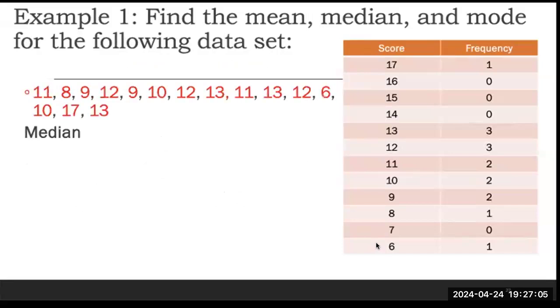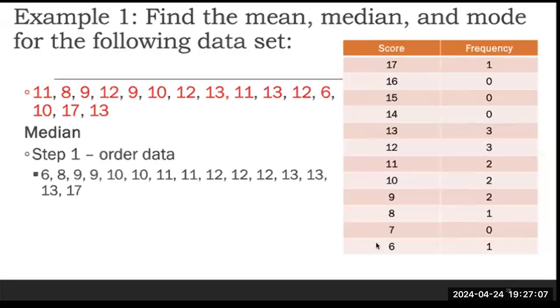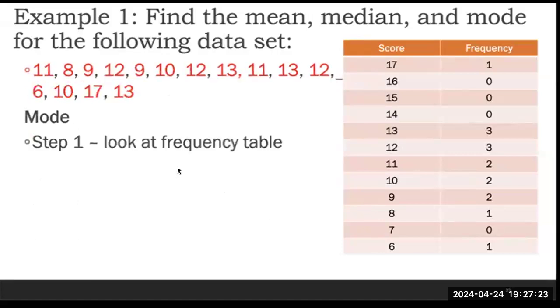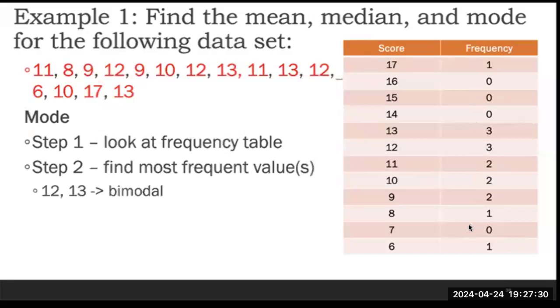For median, you would order the data, right? Then you find the middle value. So you have 15 divided by 2, 7.5. So you simply count up where that is in your ordered data set. And the middle value is 11. Really easy for median. And then mode is simply look at the frequency table, right? What are the highest values? 12 and 13. So this would be a bimodal distribution. Any questions about central tendency?